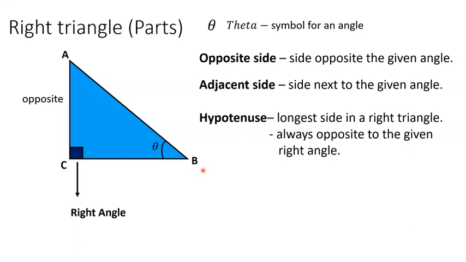So again, opposite side, katapat ng given angle. And then adjacent side, yung CB, katabi ng angle. And of course, hypotenuse, yung pinakamahabang side in a right triangle, which is always opposite or lagi katapat nung right angle. Now, the question is, lagi bang ito yung adjacent side? Lagi bang ito yung opposite side? Lagi bang ito yung hypotenuse? In terms of hypotenuse, hindi yan nababago. Laging yan yung hypotenuse, or laging yan katapat ng right angle.